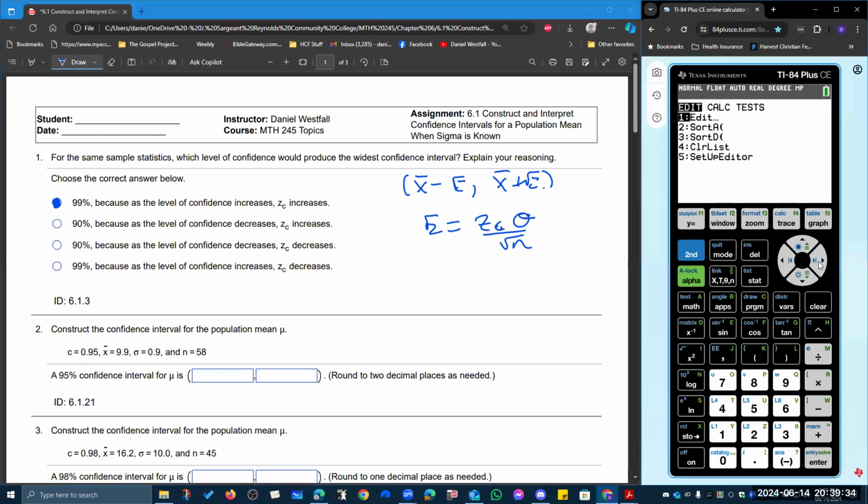All right, let's go ahead and go to stat tests, and then number 7 is our Z interval. We're going to put data in here, and we're going to put stats in. Data would be if we had a list. So we're going to start with sigma is 0.9, and we have x bar is 9.9, and we have n is equal to 58, and our level of confidence is 95%. We're going to round to 2 decimal places, so that's 9.67 and that's 10.13.